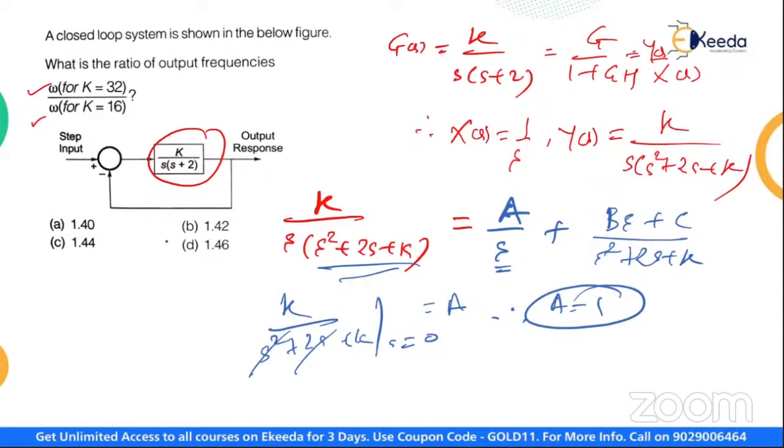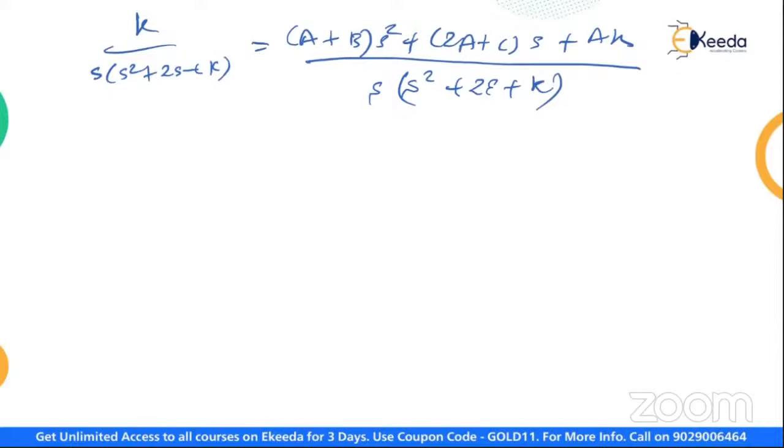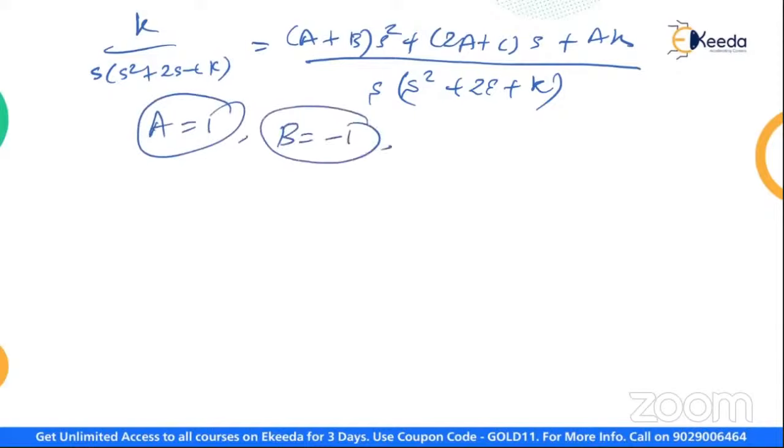Similarly, you can find the values of B and C. For that, let me just do cross multiplication over here. Cross multiplication and compare. So you get k upon s into s squared plus 2s plus k, which is equal to (A plus B) into s squared plus (2A plus C) into s plus Ak, upon s into s squared plus 2s plus k. Is it okay? Yes, sir, it is okay. Now comparing numerator coefficients, you get A equal to 1, B equal to minus 1, and next, C equal to minus 2.